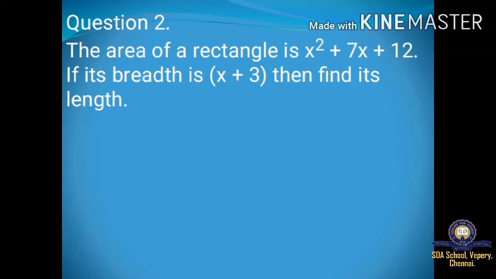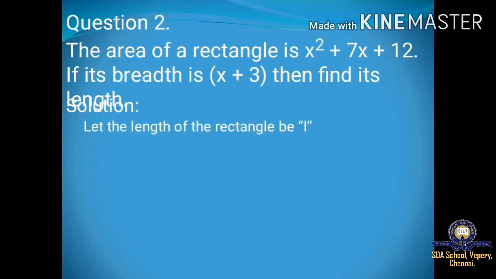Question number 2. The area of the rectangle is x square plus 7x plus 12. If its breadth is x plus 3, then find its length. Okay. So first of all, let us write the given part. As in, what are we supposed to find? The length. Now let us put the length as L.